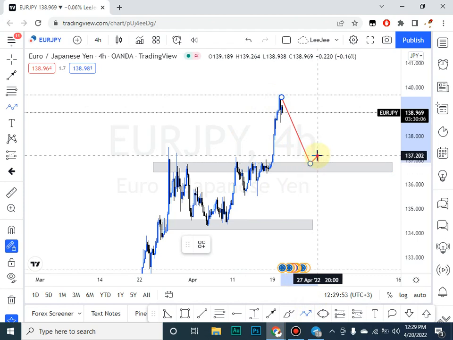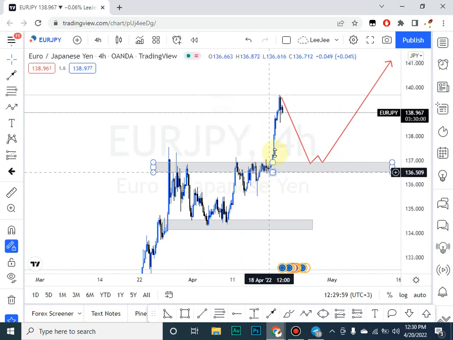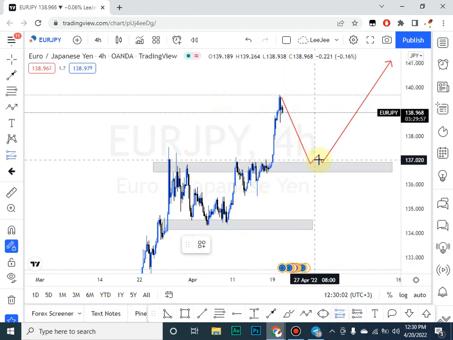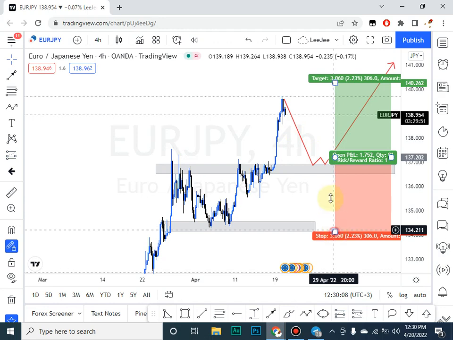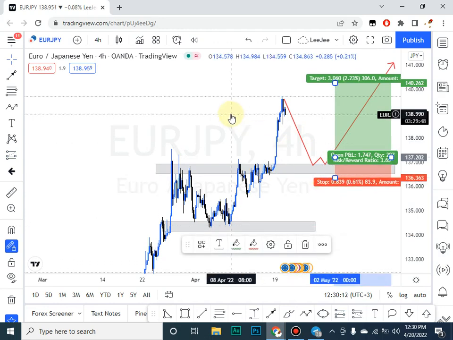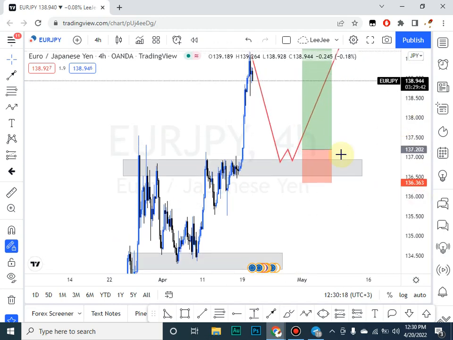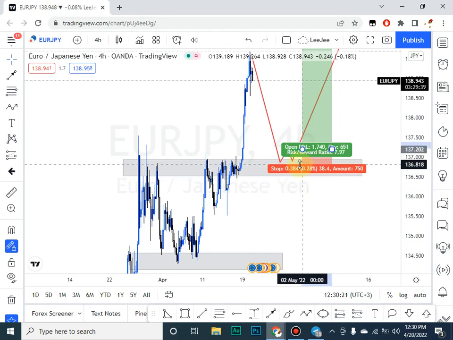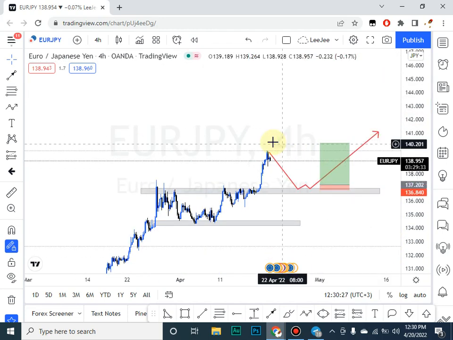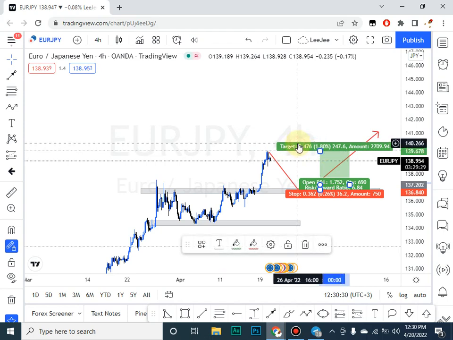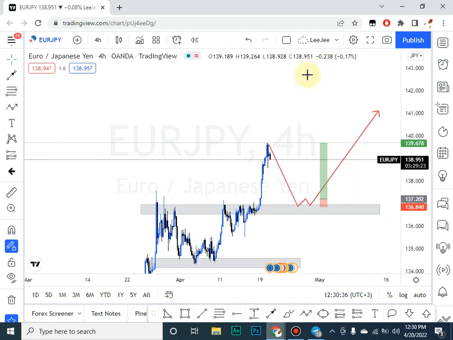Then after some rejection, go long on this. If you miss this entry, you can wait for a retest over there, then after it breaks over here, you can make your entry, with your stop loss below the previous low over here. Then you can target this once again. Let's see, that's around 247 pips. That's how the forex market is traded. So easy, guys.